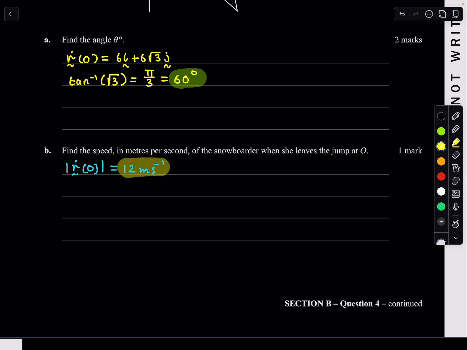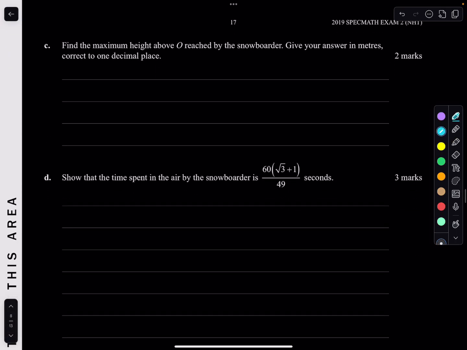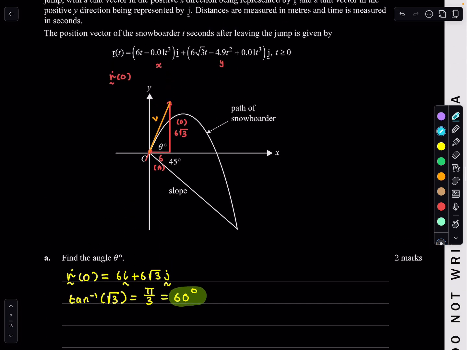There it is. Next question. Next question says, find the maximum height above O reached by the snowboarder. Give your answer in meters correct to one decimal place. Really nice question. So let's rub these parts off here.